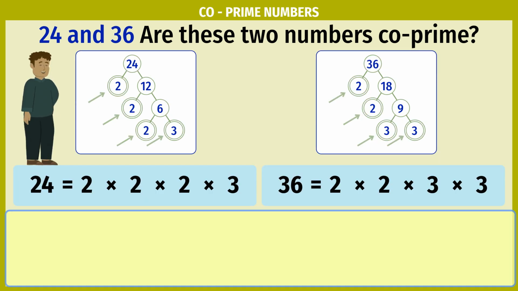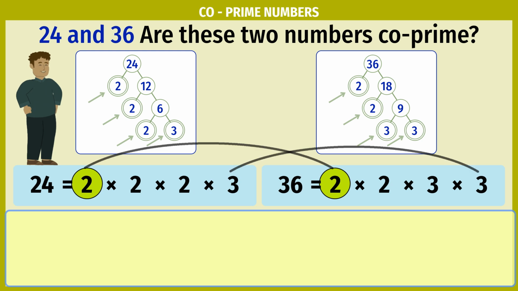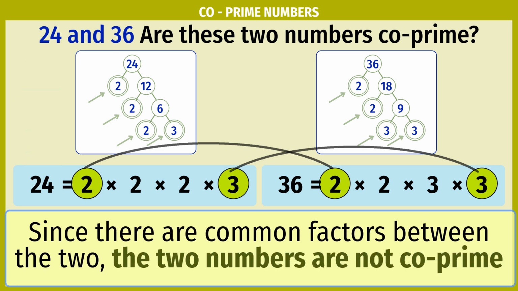Let us see the prime factors side by side. Do you see any common prime factors? Of course. 2, 3 are common prime factors, so they are not coprime. 24 and 36 are not coprime.